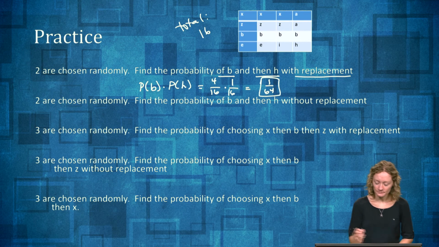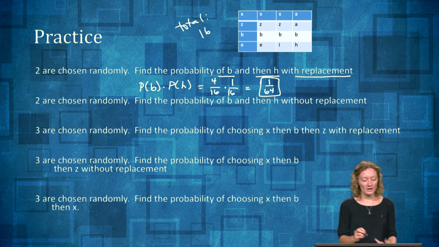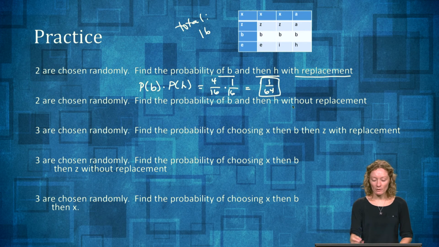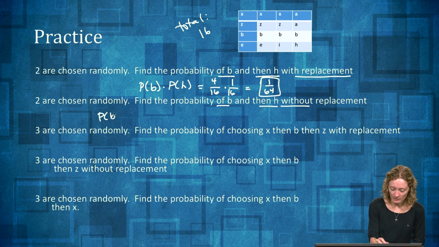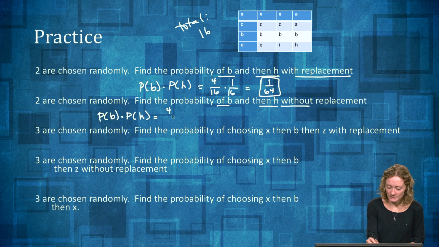Multiply and simplify, we get 1 over 64. Okay, same scenario on number 2, but it's without replacement. Probability of B, then H, without replacement. Probability of B. The formula looks the same, but your analysis is a little different.